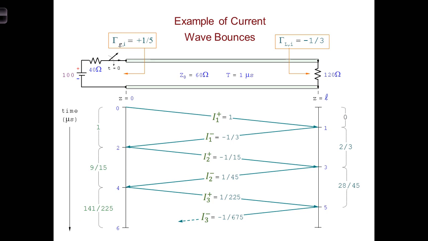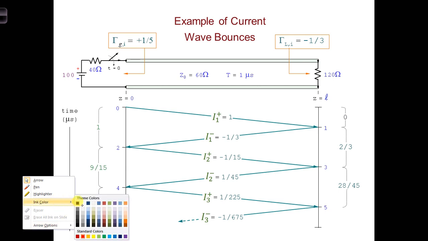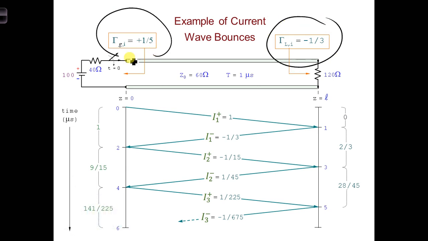The main things that are different between this bounce diagram and the one for the voltage is that this one has different reflection coefficients at the generator and at the load than for the voltage. Also, to calculate the amplitude of the I1 plus wave, you would use a voltage divider as before for the voltage bounce diagram. But also here you have to divide by the characteristic impedance of the transmission line in order to get the current. I1 plus is equal to V1 plus over Z0.